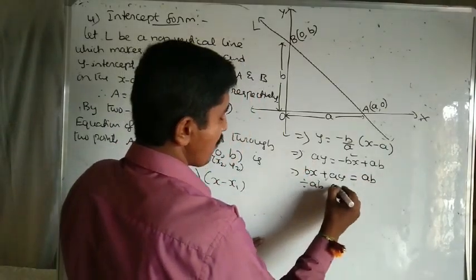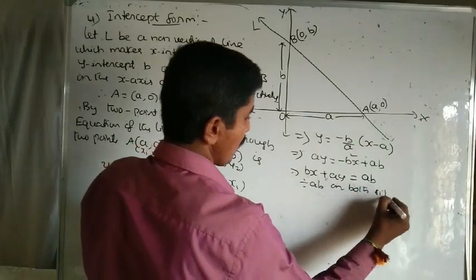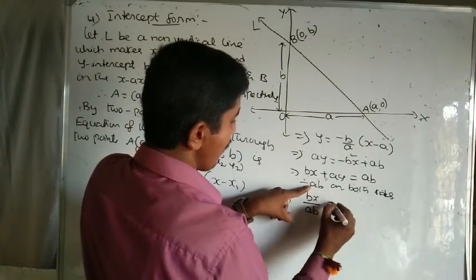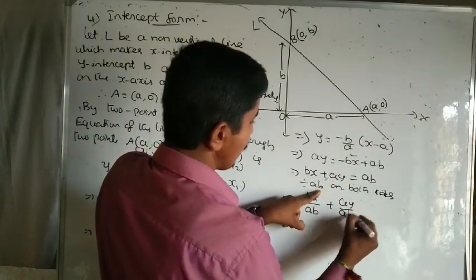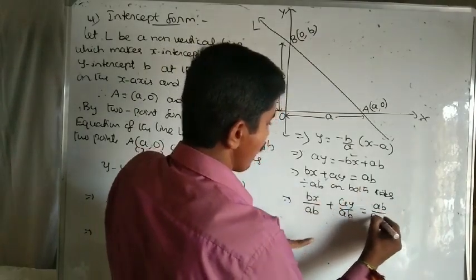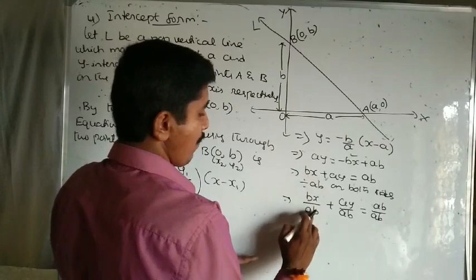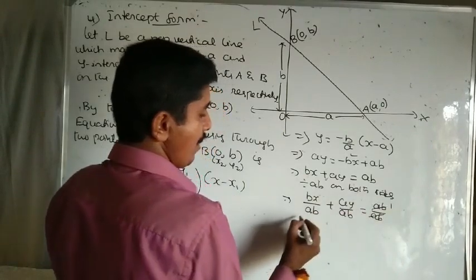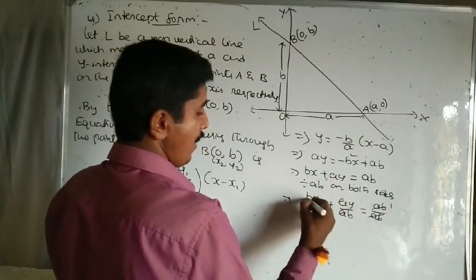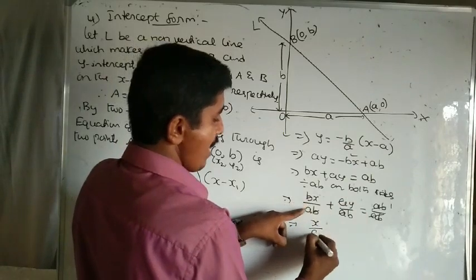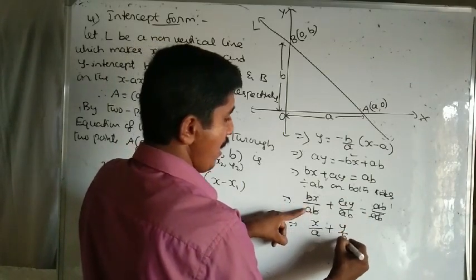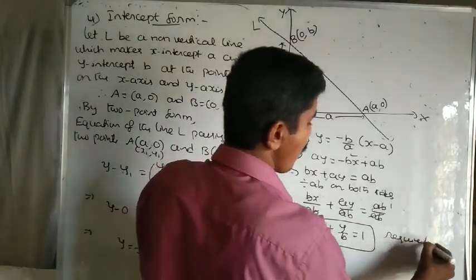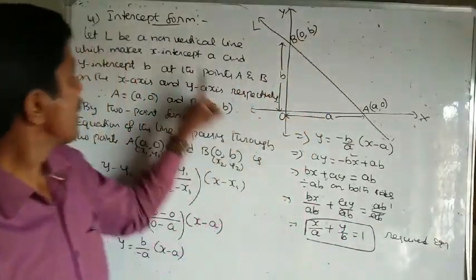Divide by ab on both sides. Bx divided by ab, ay divided by ab, RHS ab divided by ab. I am dividing each term by ab. Here a cancels, here b cancels, and the remaining is x by a plus y by b equals 1. This is the standard equation of the line in intercept form, the required equation of the line in intercept form.